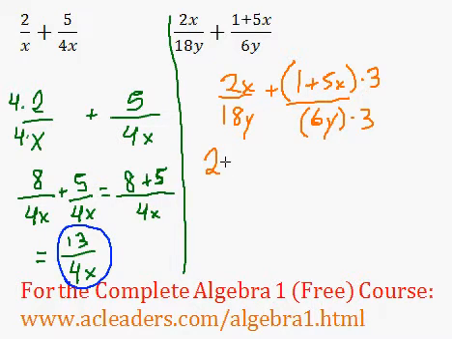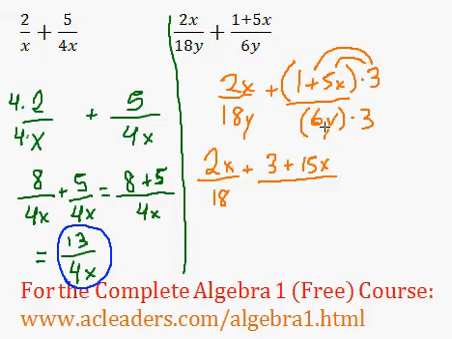So right now I'm just going to leave the first fraction untouched, and I'll distribute the 3 over here to get 3 plus 15x all over 6y times 3, just 18y. Oh, and I had forgotten the y over here. Sorry about that. Okay, at this point we can combine the fractions.